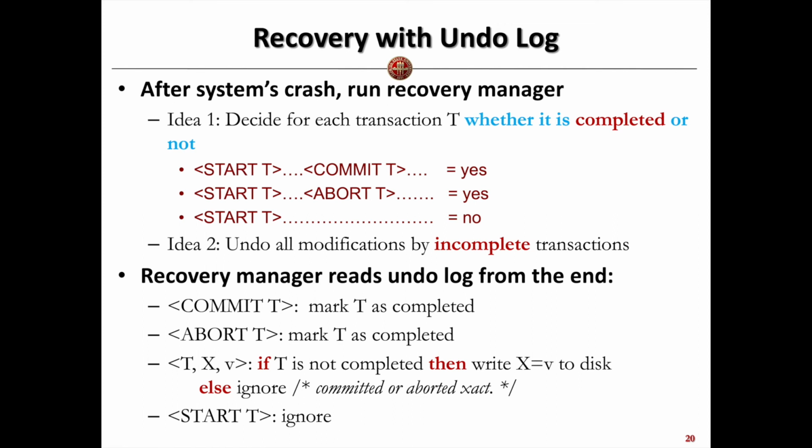Right, you follow me, right? So if we have this commit T or abort T, that means this transaction T is completed. However, if we see one record TXV and this T is not marked as completed, it means during the runtime of this transaction T, the system crashed. And then we have to recover the value for this X to its old value, right? And in this way, we can make sure this system will recover to a consistent state from before this T started.